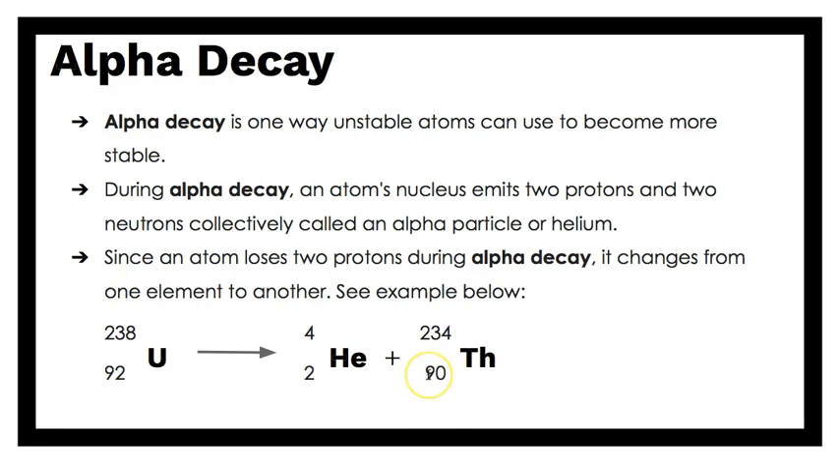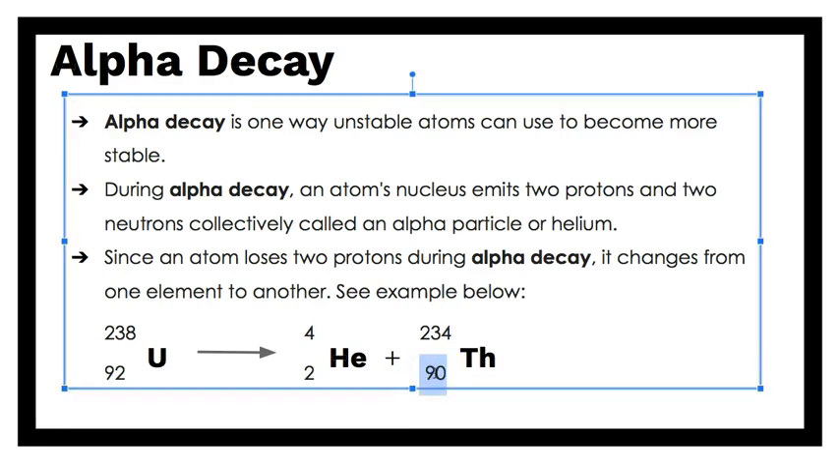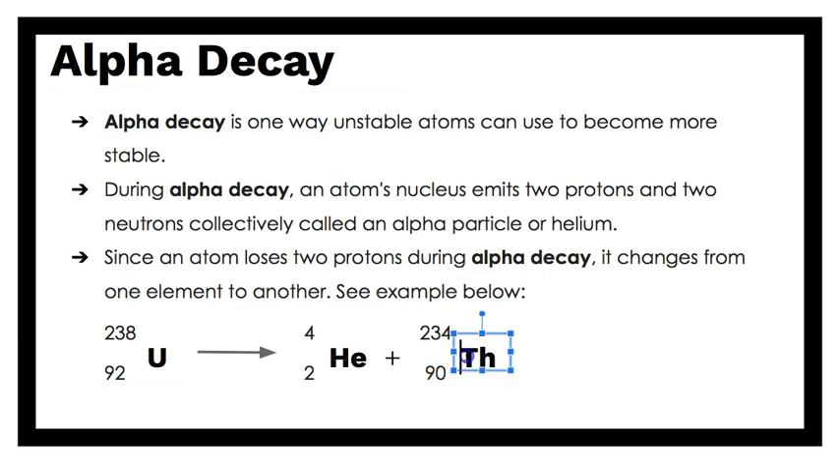And if you look at the periodic table, the atomic number, so everybody go to the periodic table and look for 90, and it'll give you the new identity of your atom, which is thorium. So you went from uranium, it was so unstable, it released helium, and then you ended up with thorium.